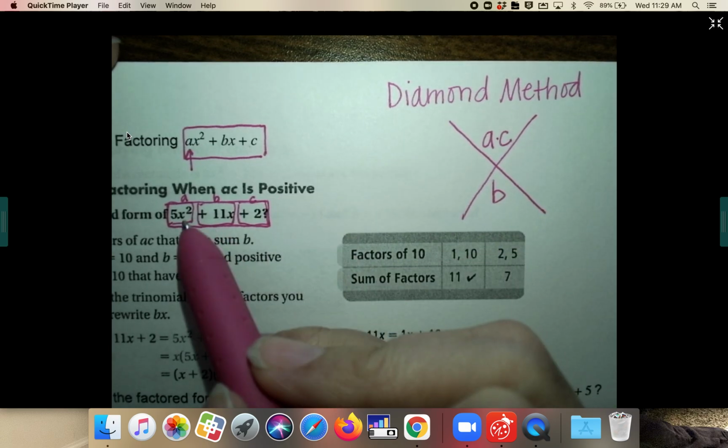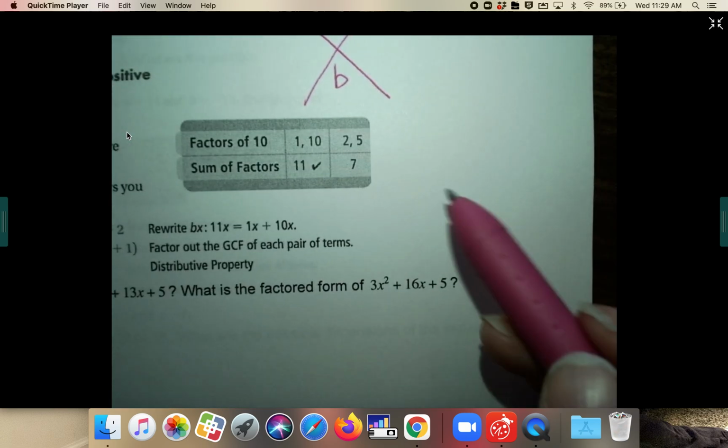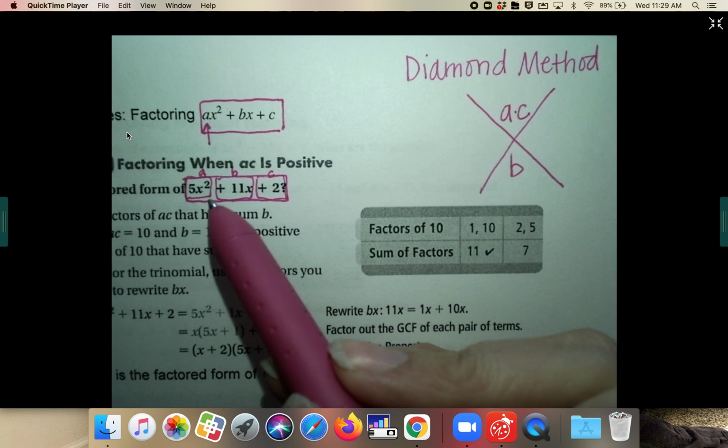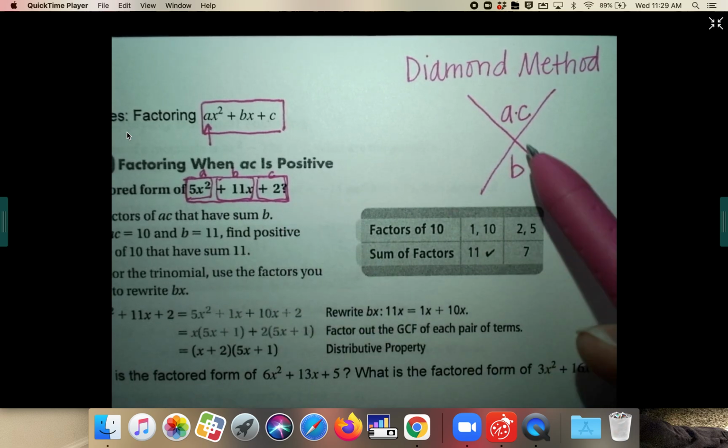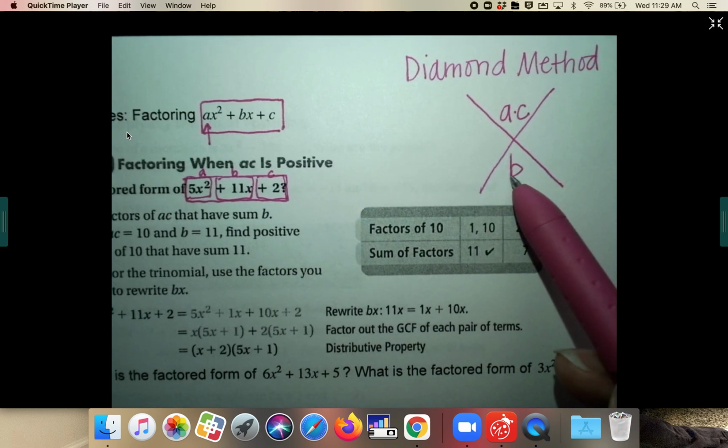So if I was doing this with this problem, which I will, I'll do it over here, because I don't have enough room down here. We would be multiplying 5x squared times 2 and put it up here. We would just move 11x and put it down here.